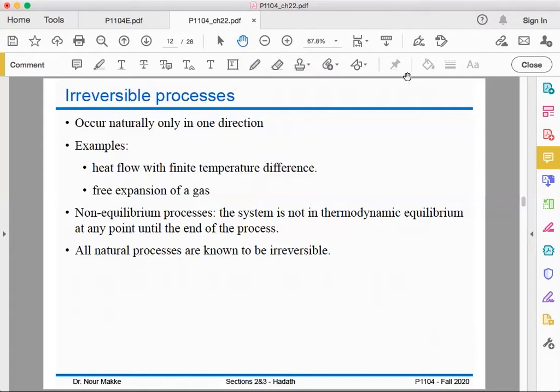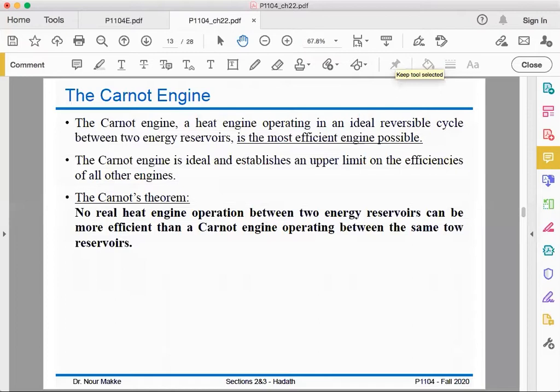Let's continue with the Carnot engine. First of all, the Carnot engine is a heat engine, as we have seen previously. What does it mean, a heat engine? It takes heat and delivers some work. It's a heat engine which operates in an ideal reversible cycle between two energy reservoirs. The importance of the Carnot cycle is that it's the most efficient engine possible.